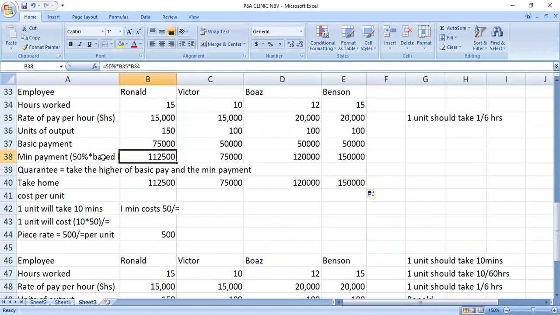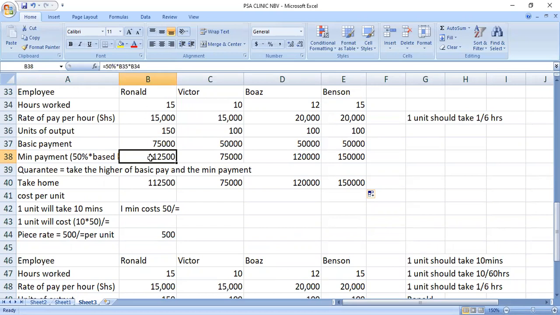In this particular case, I just tried to modify the question. I said that if they had said that the minimum or the guarantee is based on 50% of the hourly rate, meaning you're using the time rate to determine the minimum, it will be as easy as this: you get 50% times the time rate, which is the rate times the hours taken.